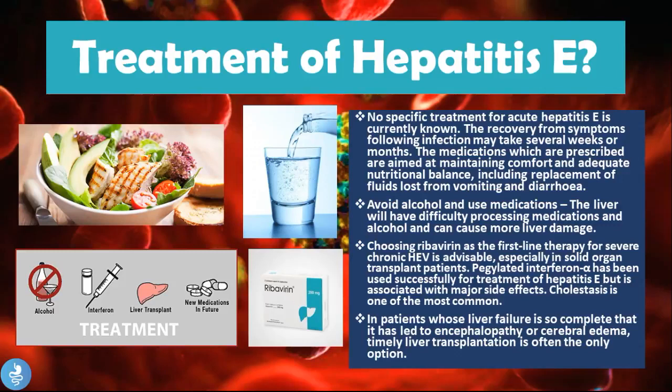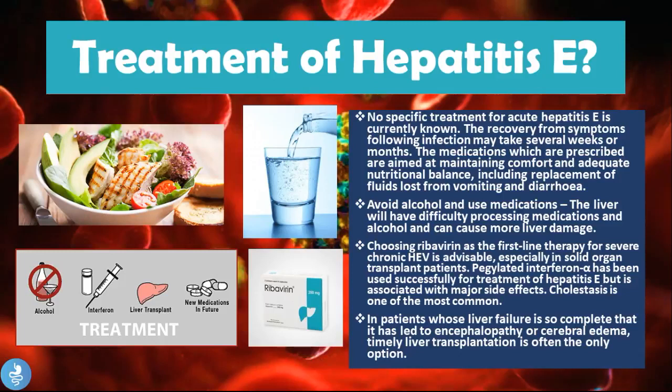We may choose ribavirin as a first-line therapy for severe chronic hepatitis E virus infections, and this is advisable, especially in solid organ transplant patients. We can also administer pegylated interferon alpha, and this has been used successfully for the treatment of hepatitis E, but is associated with major side effects such as cholestasis. And in patients whose liver failure is so complete that it has led to encephalopathy or cerebral edema, a timely liver transplantation is often the only option.